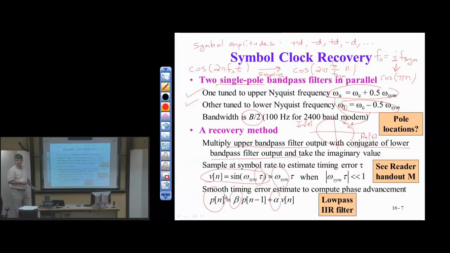Any questions on this? Okay, so please see handout. This is, I think, the good old method, the Gardner method for symbol clock recovery. But handout M, as in Mary or Mark, in the course reader has the details.